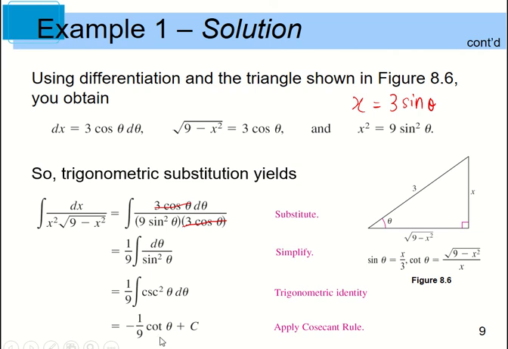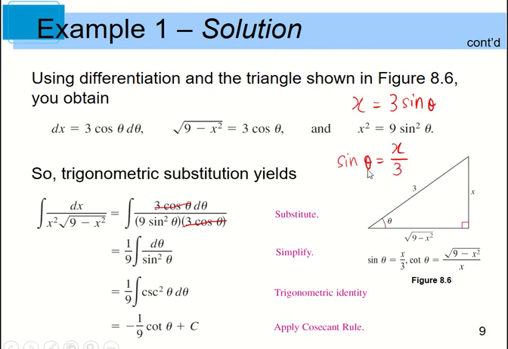Now after we integrate this, we have the answer in theta. We need to change this theta back to x. So how do we change the cotangent theta back to x? Let's draw a triangle here. Since x is 3 sine theta, it means that sine theta is x over 3. So let's say this is the theta.